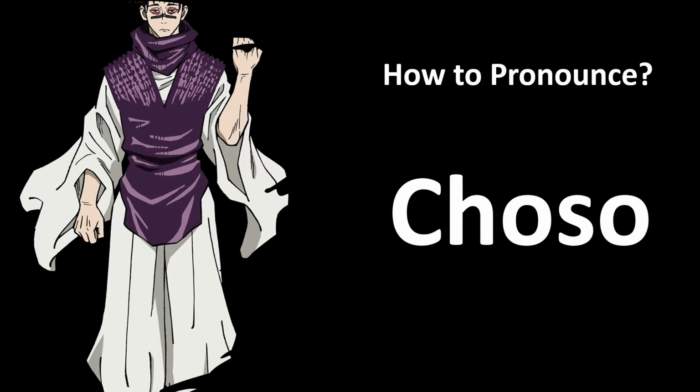Name pronunciation. If you want to learn more names from Jujutsu Kaisen, make sure to stay tuned to the channel and skip until the end of the video. We've got many more names here. The Japanese pronunciation of this villain character from the anime is as Choso. Choso. So in English, the pronunciation is simply how to pronounce Choso.